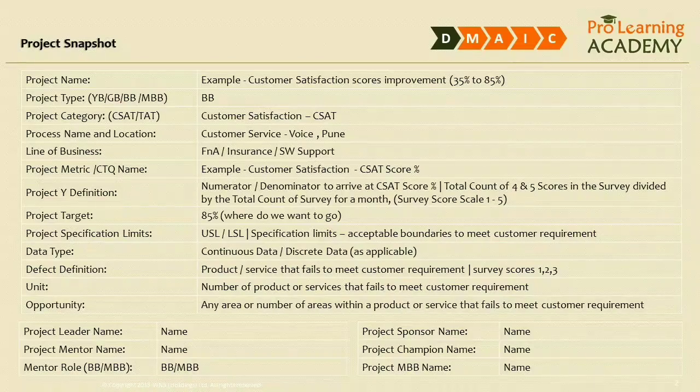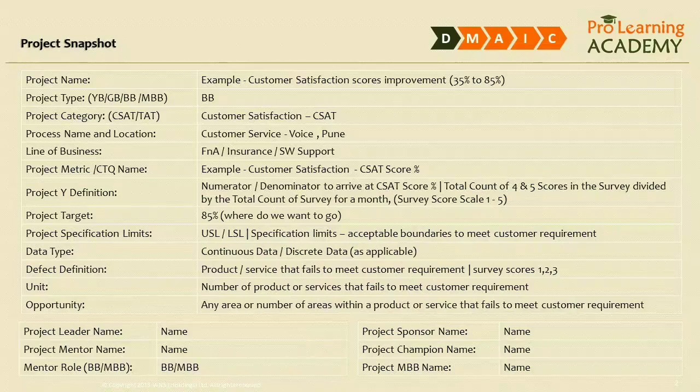Let's move on to the next information, that is your process name and location, which process you are doing the project for and which location it is, the line of business, whether it is the insurance process, insurance F&A process, or just the finance and accounts process, whether it's a travel F&A, retail F&A, insurance F&A, whether it is just the insurance process or the software support, and things like that.